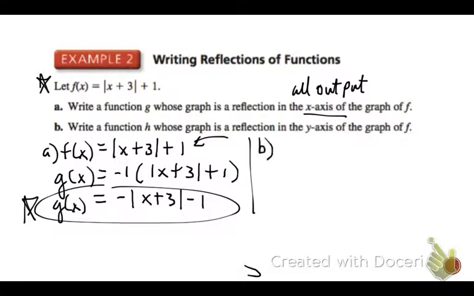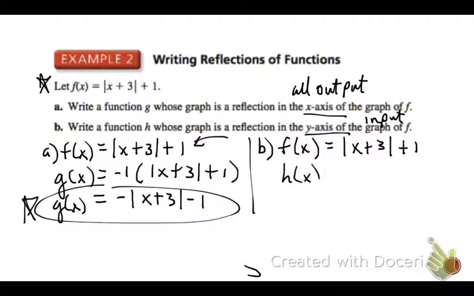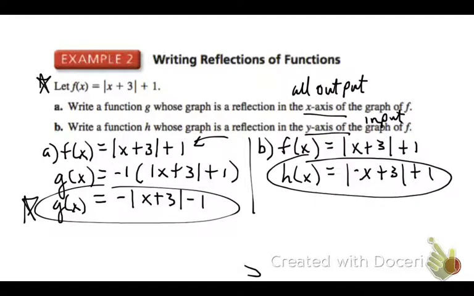All right, B, we're going to write a function h whose graph is a reflection in the y-axis. So in this case, only the input will be made negative. So we'll take our original function, f of x equals the absolute value of x plus 3, plus 1. And now we're just going to make the input negative. So we put a negative right by the x, and then everything else remains. And then we can leave that function in that form.